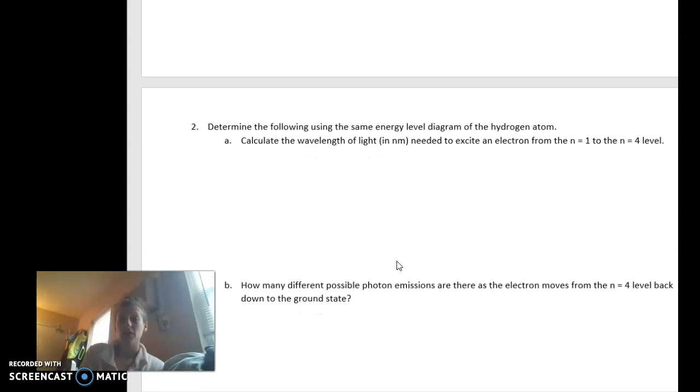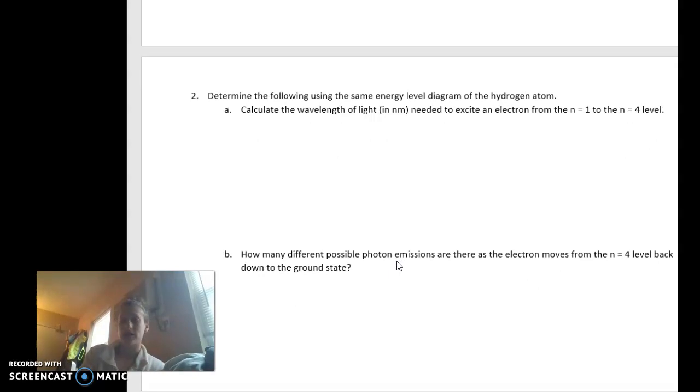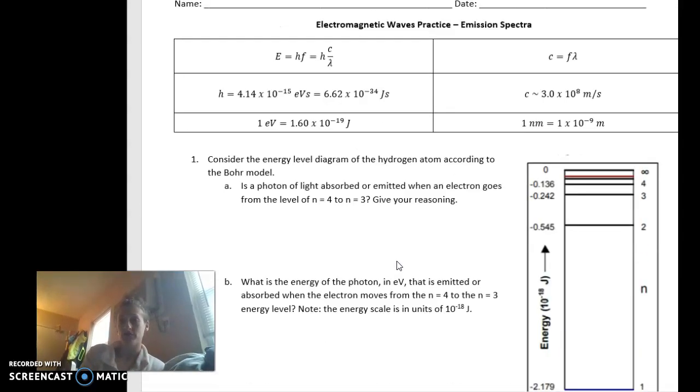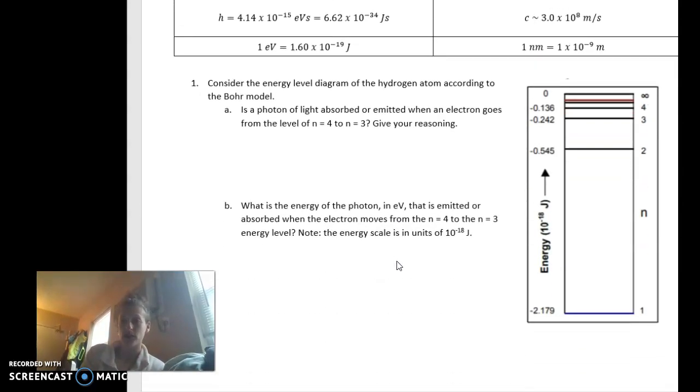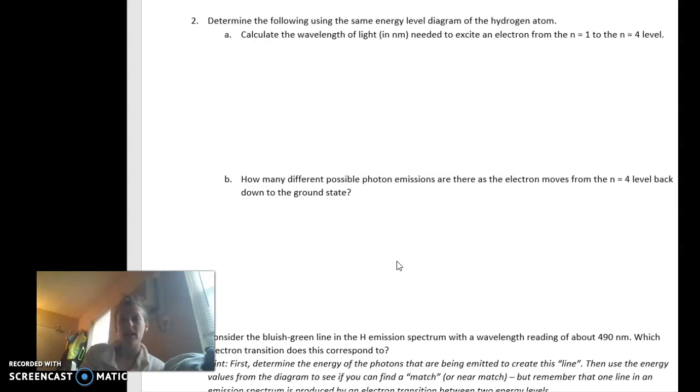Next, determine the following using the same energy level diagram of the hydrogen atom. Our same image before, so if you want to take a quick screenshot. Now we want to calculate the wavelength of light needed to excite an electron from the n equals 1 to the n equals 4. Excite just means it has to absorb energy.